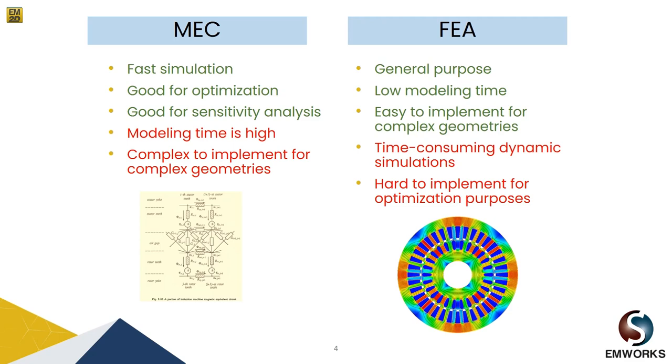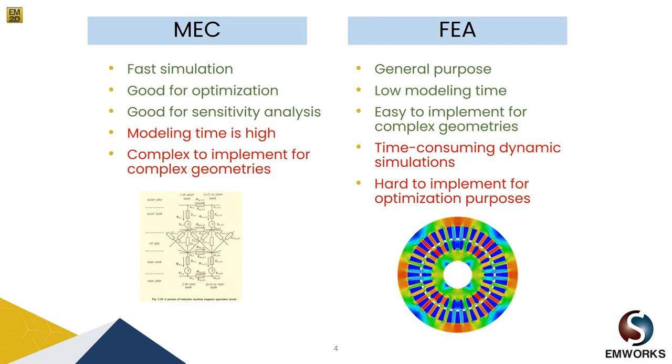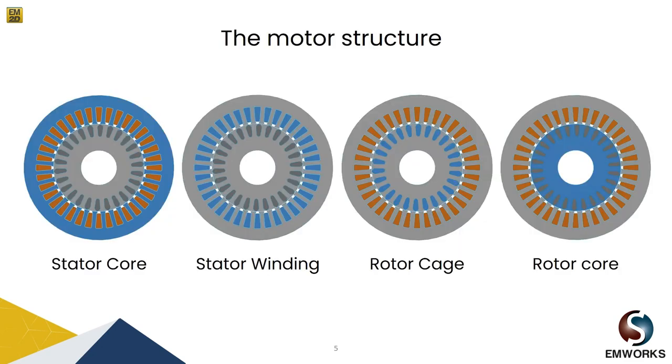So let's see results generated by these two methods for the induction motor, right? Our case in this webinar. So you can see here the motor structure. We have a stator core, a stator winding. A stator core is slotted, and we have distributed winding. Here we have the rotor cage and the rotor core.